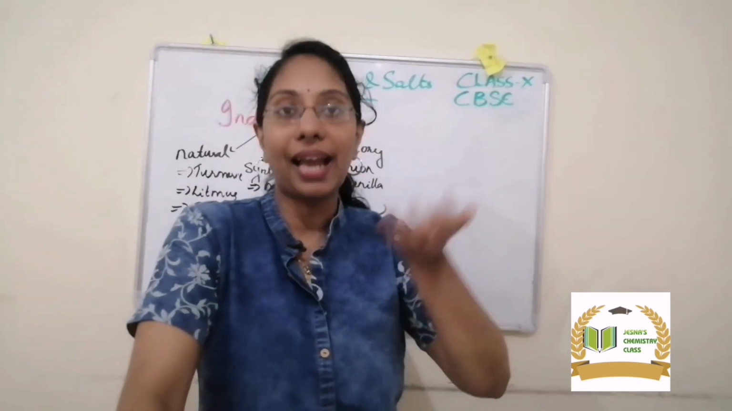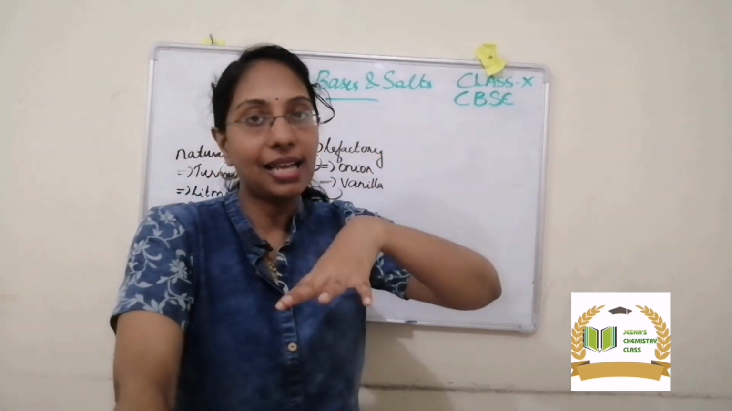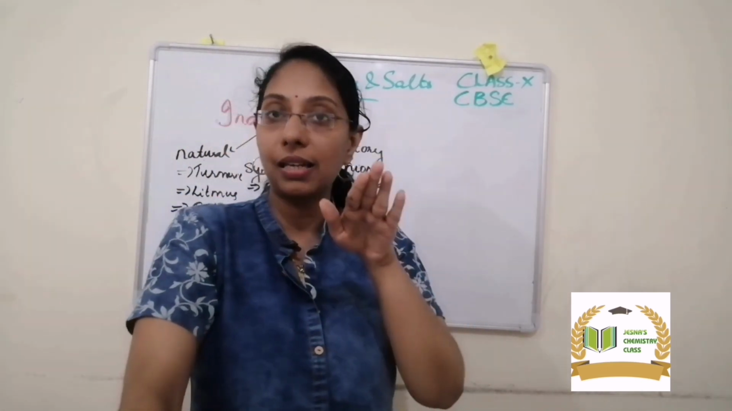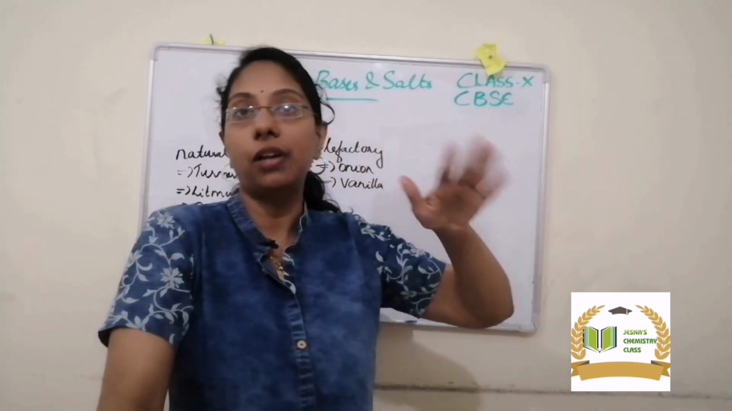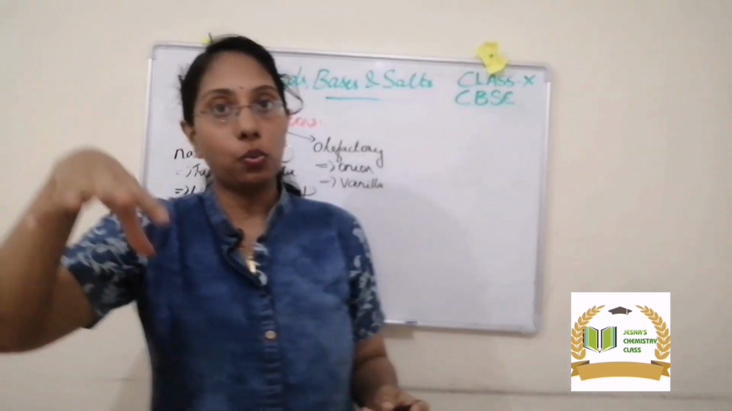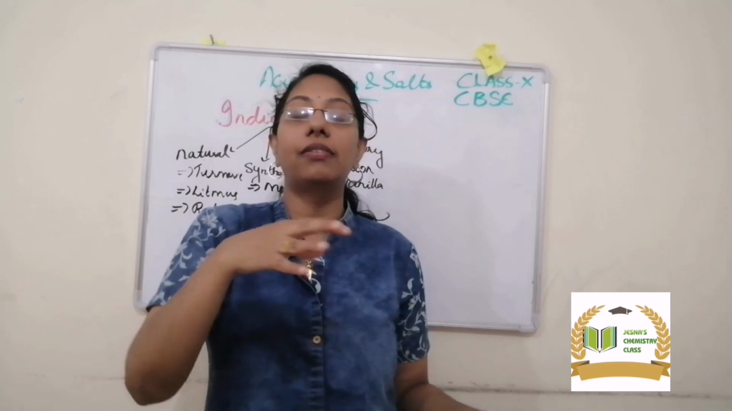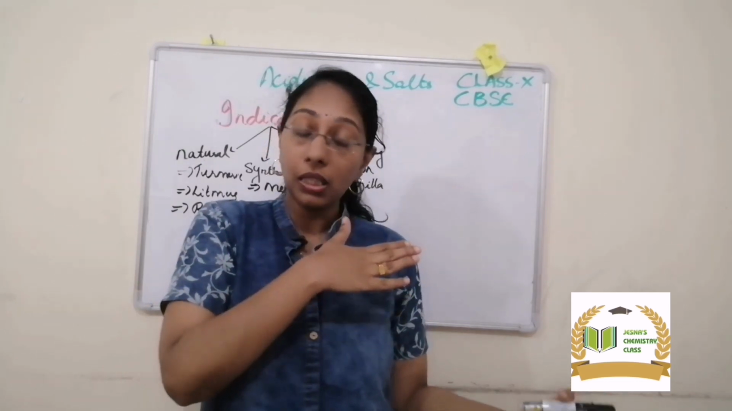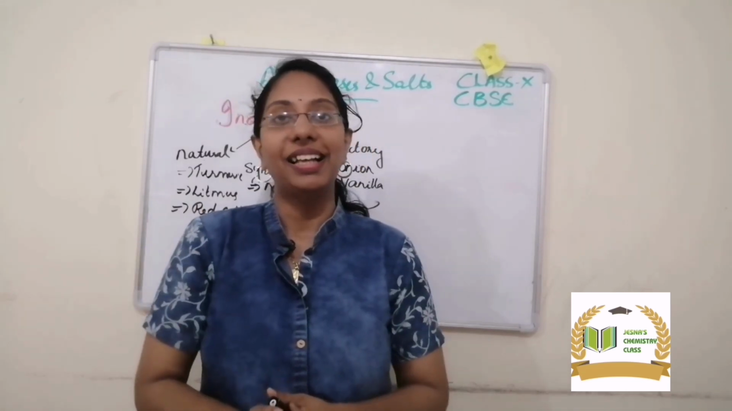By smelling, we can identify whether the compound is an acid or a base. If we put onion in an acid, there is no change in the smell of the onion. But if we put the onion in a base, the smell of the onion vanishes. Vanilla, the same thing happens. If we put vanilla in a base, there will be no smell. But if we put vanilla in an acid, we get the same smell of vanilla.